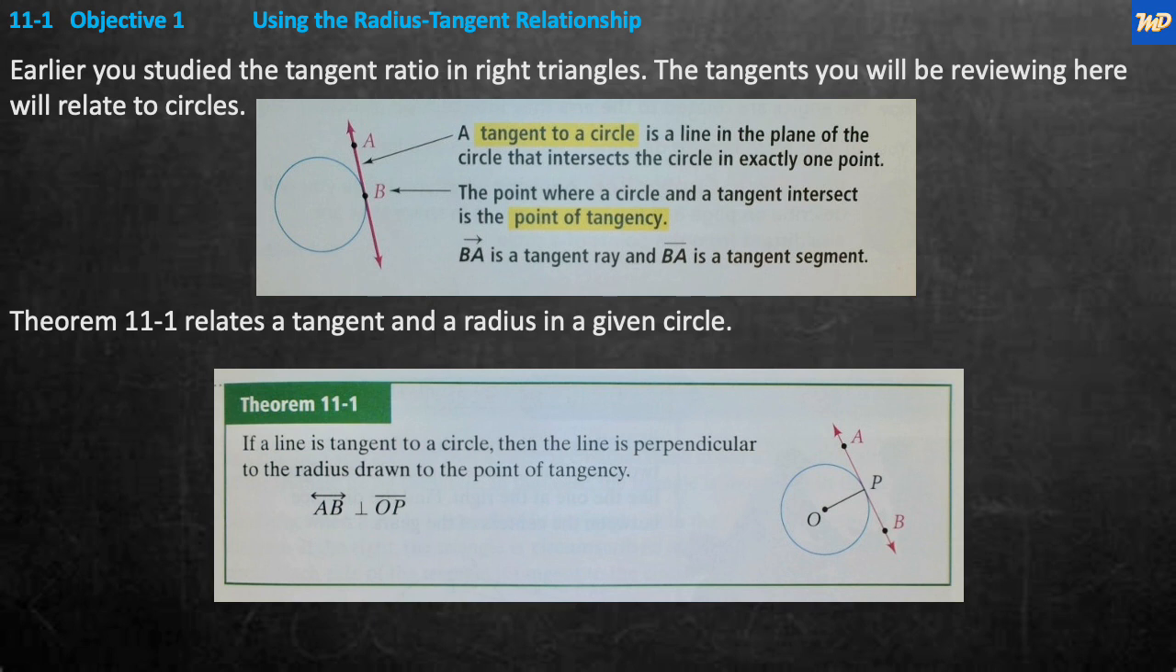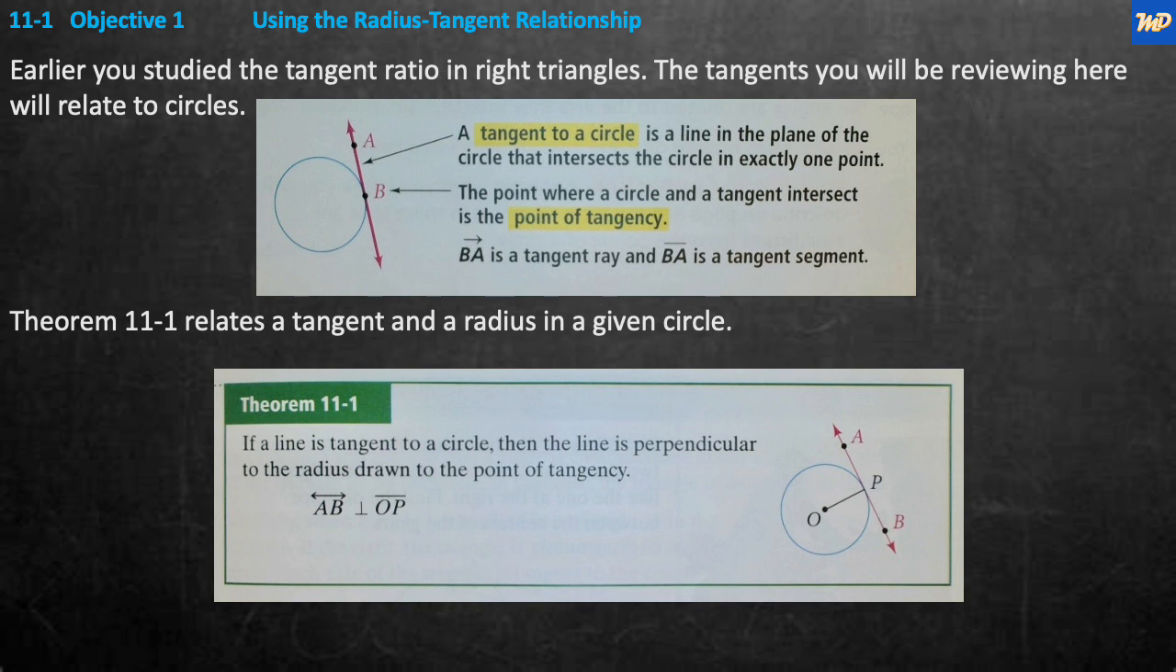So a tangent to a circle is a line in the plane of the circle that intersects the circle at exactly one point. That's point B. The line is that line AB. B is the point where it touches. The point where the circle and the tangent intersect is the point of tangency, right there at point B. AB, the ray, is a tangent ray, and AB, the segment, is the tangent segment. So they define them separately if you have a tangent ray or a tangent segment.